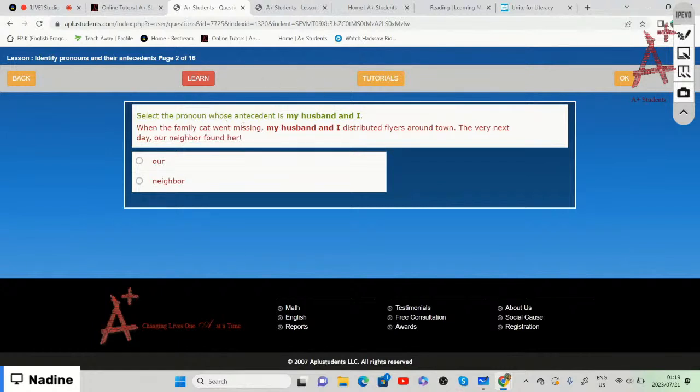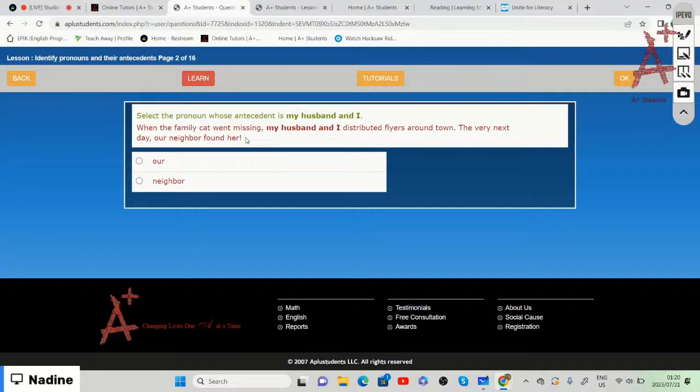When the family cat went missing, my husband and I distributed flowers around town. The very next day, our neighbor found her, right? So we need to select the pronoun whose antecedent is my husband and I. Is it our or is it neighbor? We need to choose the pronoun that takes the place of the noun phrase, my husband and I.